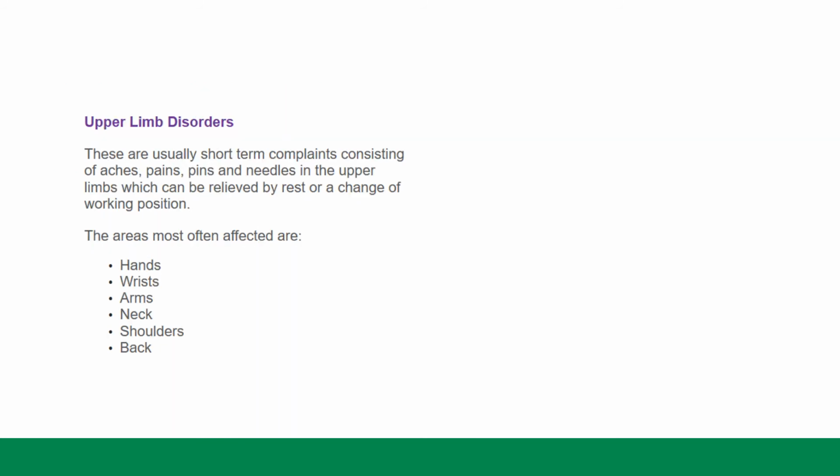Upper limb disorders. These are usually short-term complaints consisting of aches, pains, pins and needles in the upper limbs, which can be relieved by rest or change of working position. The areas most affected are hands, wrists, arms, neck, shoulders, back.